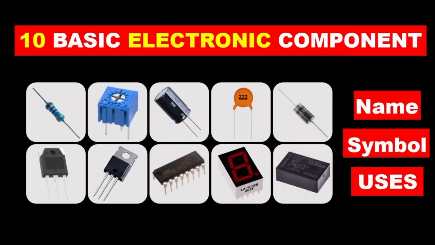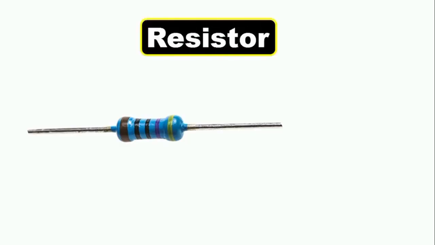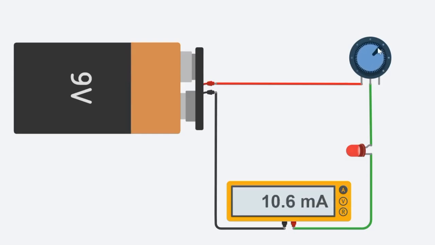Today through this video we are going to learn about 10 basic components of electronics. Let us see first component. We call this as resistor. Symbol of resistor is like this. We use resistor to reduce voltage in a circuit and also to reduce current in circuit.